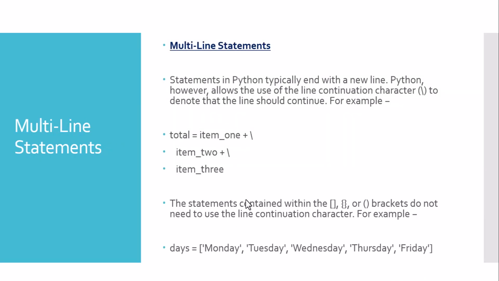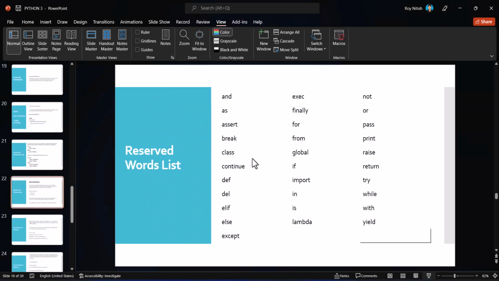Next we move to the multi-line statement. Statements in Python typically end with a new line. Python, however, allows the use of the line continuation character to denote that the line should continue. This is nothing but, say, one total is there, item 1. Then if you want to write that total 2 in another line, then you can simply use this one, the line continuation character. So you can take one example also.